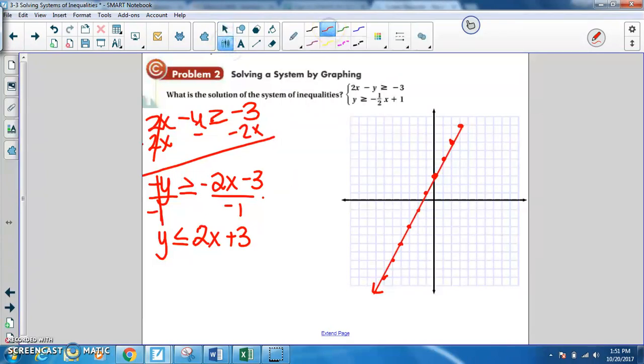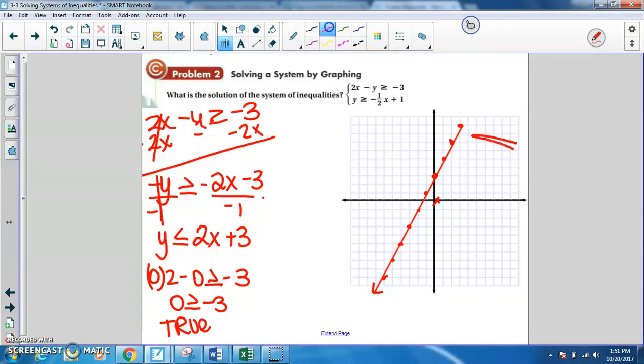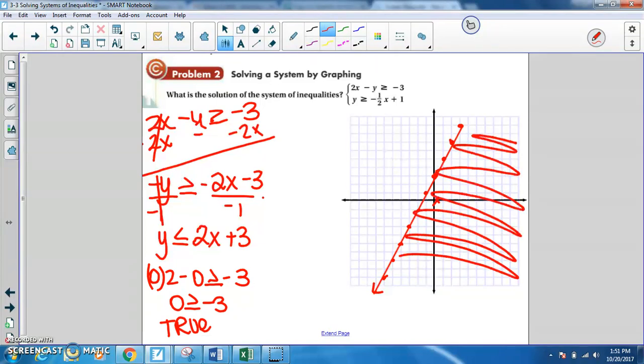I now have to pick a test point, so I'm still going to pick 0, 0. Is 2 times 0 minus 0 greater than or equal to negative 3? Is 0 greater than or equal to negative 3? Since this is true, we shade the side where that point is. So I'm going to shade here. I'm not going to shade too much so that I can still graph my other line.